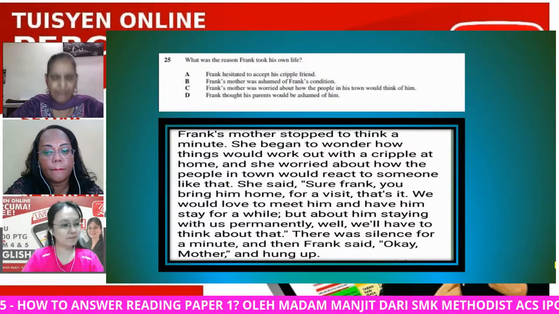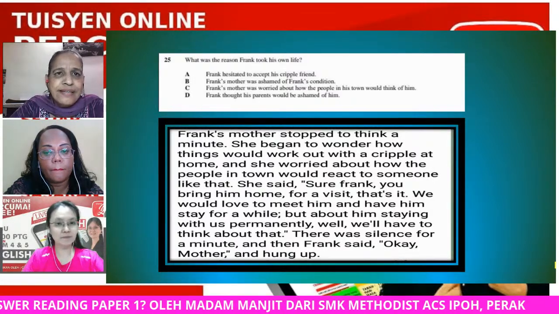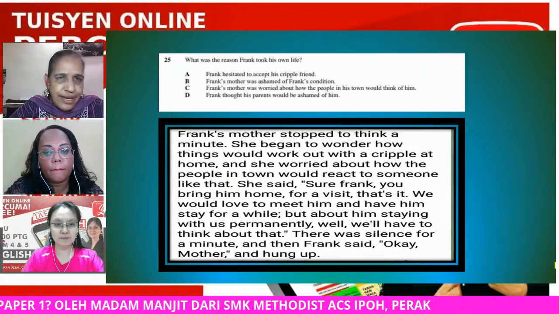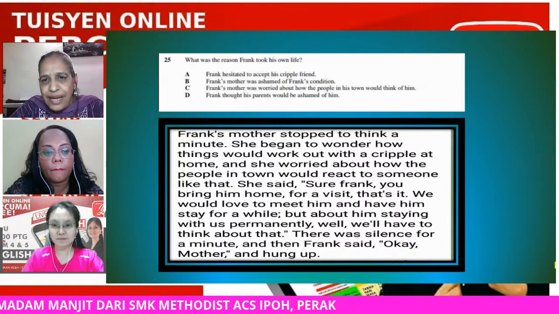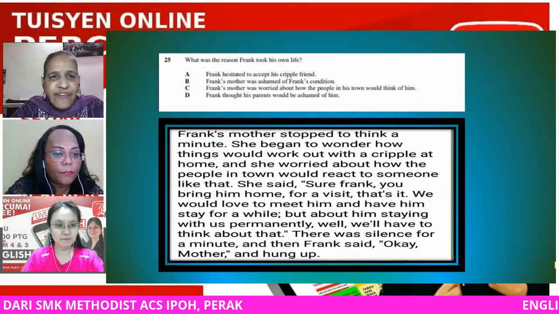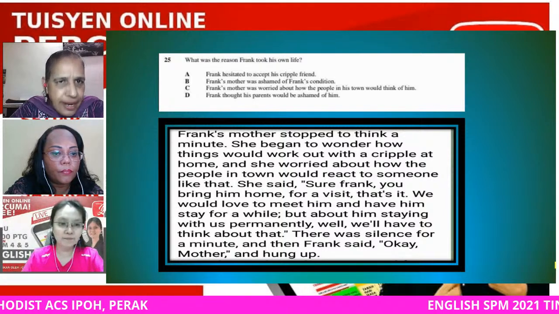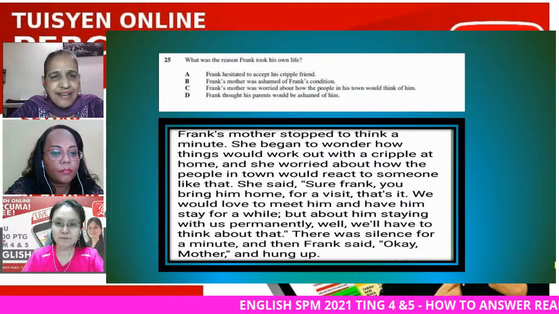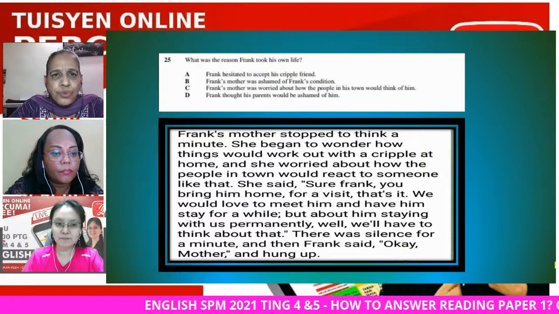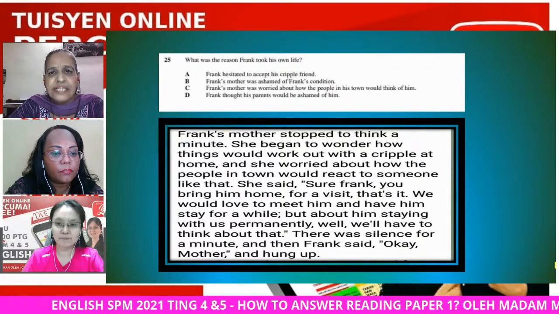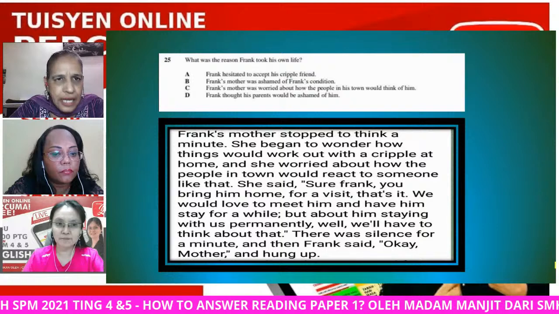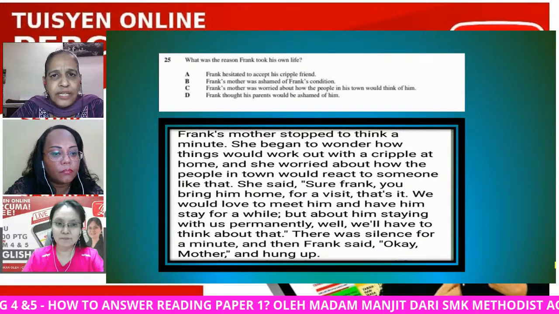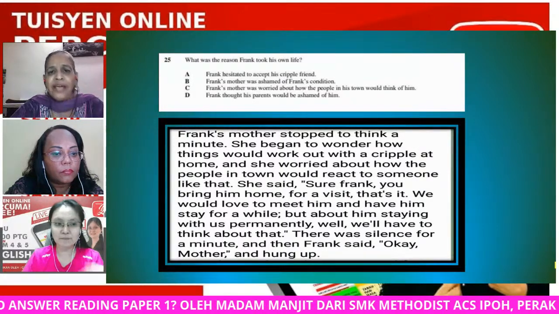Okay, number 25, second last question. What was the reason Frank took his own life? Anyone? Why did he take his own life? A. Frank hesitated to accept his crippled friend. B. Frank's mother was ashamed of Frank's condition. C. Frank's mother was worried about how the people in his town would think of him. D. Frank thought his parents would be ashamed of him. So why did he do that?